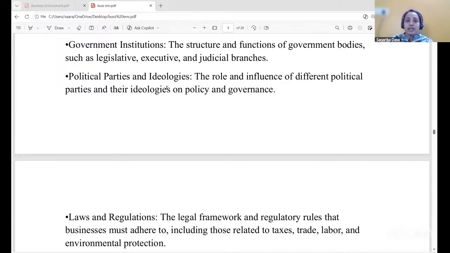Political parties and their ideologies: the role and the influence of different political parties and their ideologies on policy and governance. Now we can see that in Telangana, previously we had the BRS party ruling Telangana. Now we have the Congress party ruling Telangana. The ideology and the level of managing the governance is different from one party to another party. So hence, political parties' ideologies also have an impact on the business.